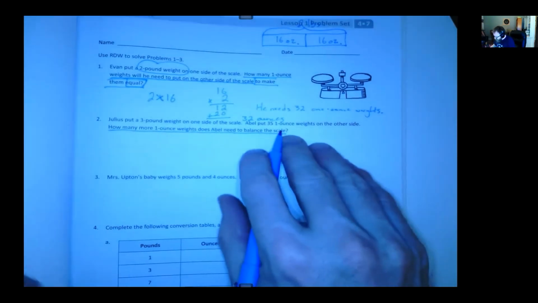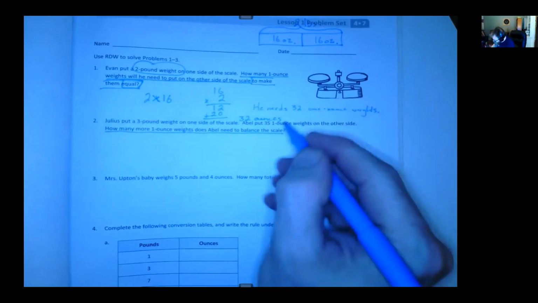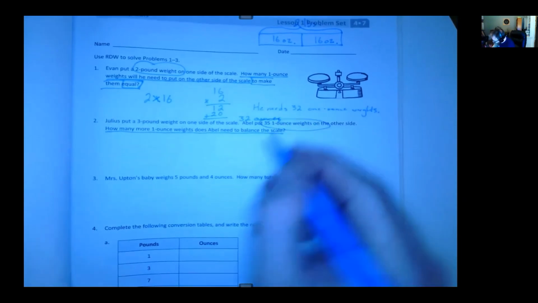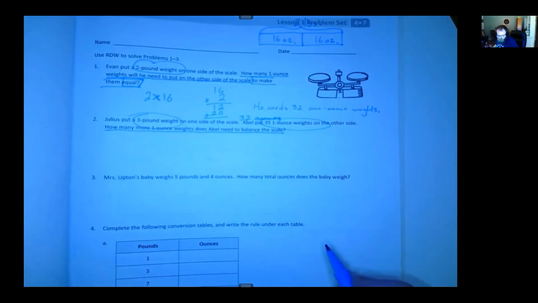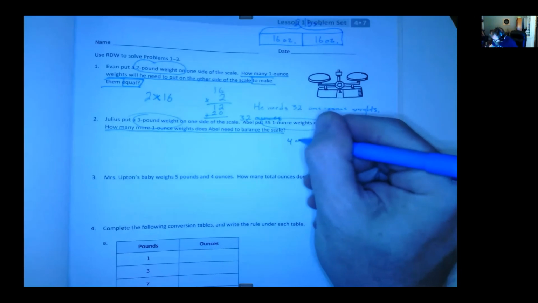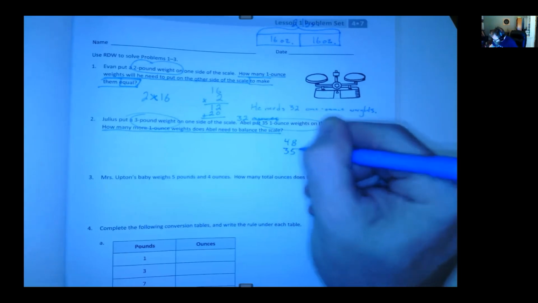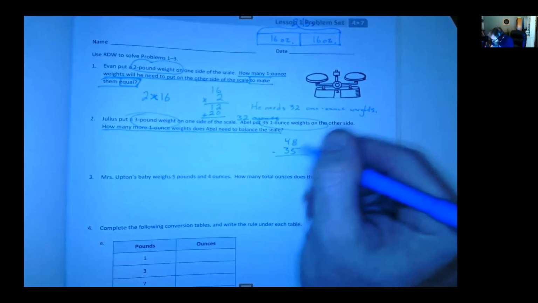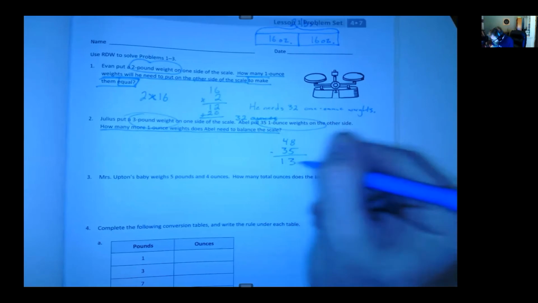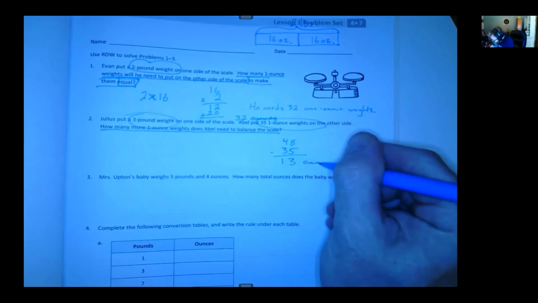Abel has 35 1-ounce weights on the scale. How many more does he need to add? We know he needs to get to 48, and he's at 35 now. What's the difference? We can find that with a subtraction problem. 48 minus 35 leaves us with 13 ounces.